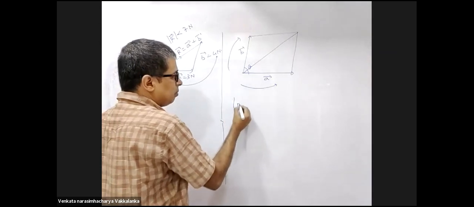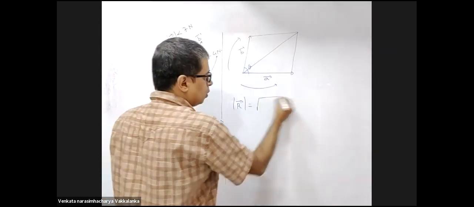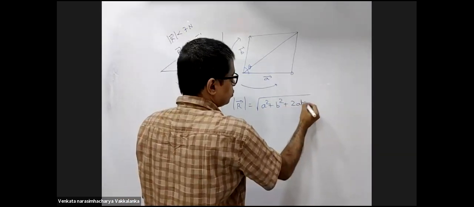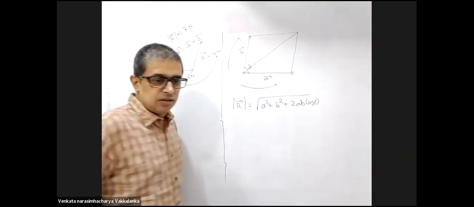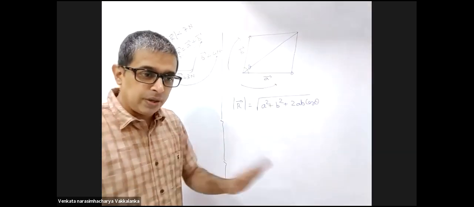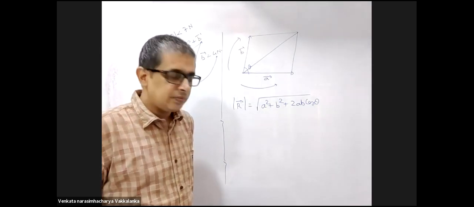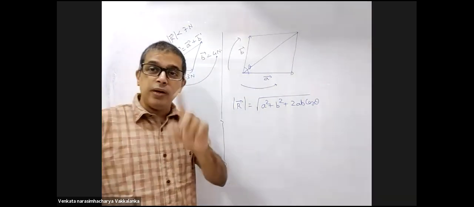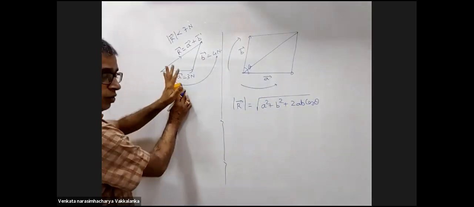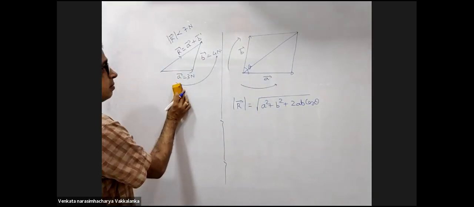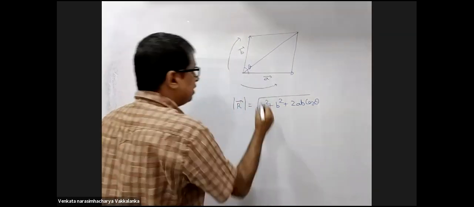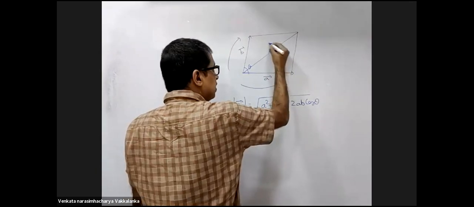How much did you tell me that the resultant was? Root over of A square plus B square plus 2AB cos theta. This is what you derived in the previous class. Are you able to recollect? Yes, sir. Now, two important things for you to visualize. You have this in your notes, right? Now, a few important things. This is the resultant.